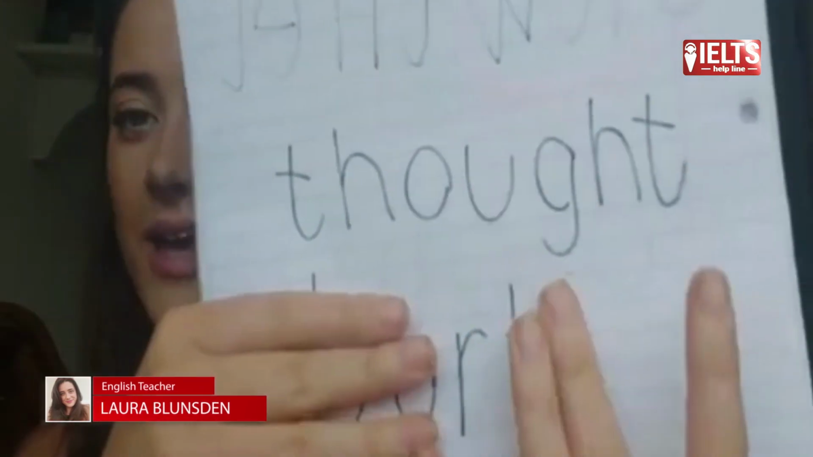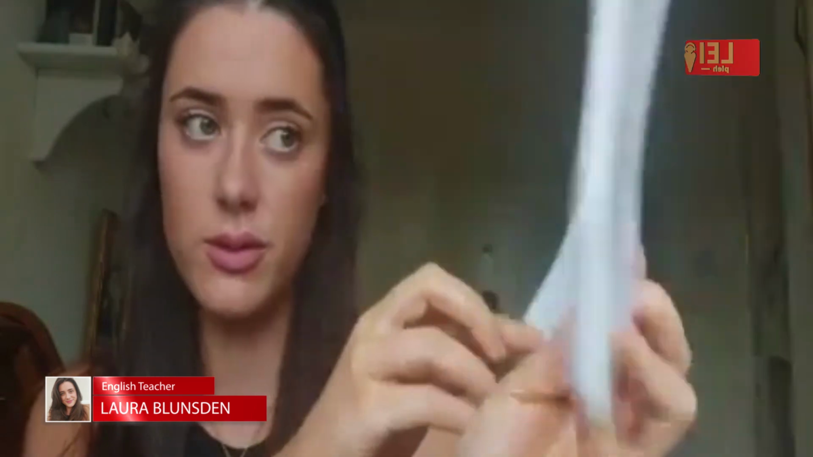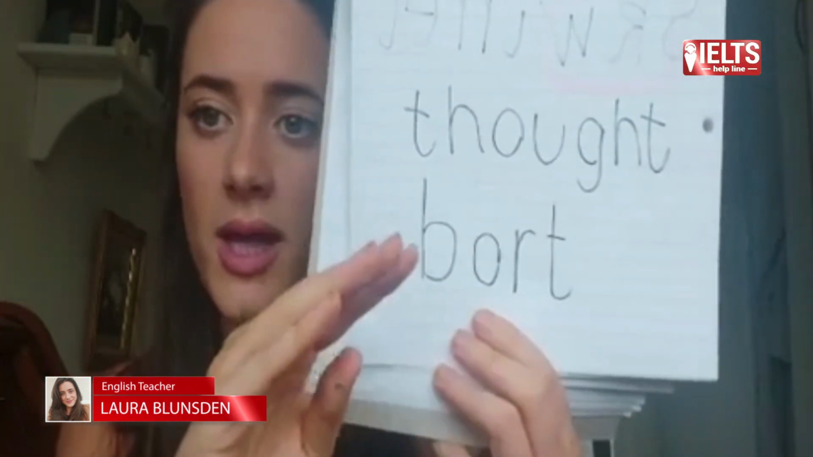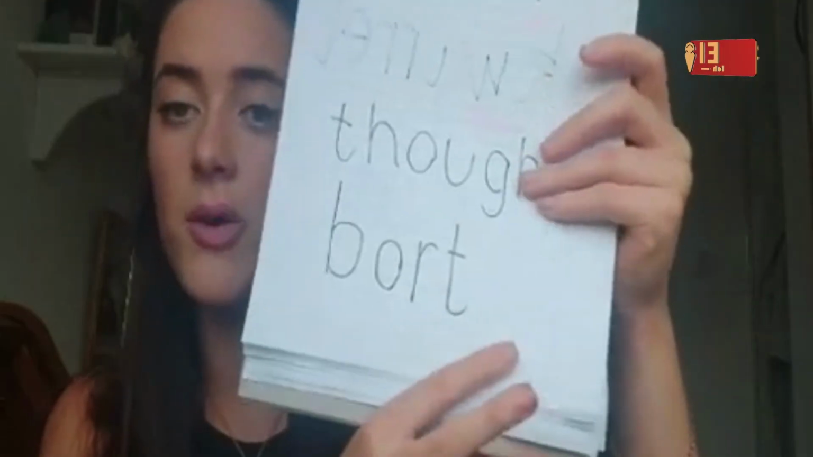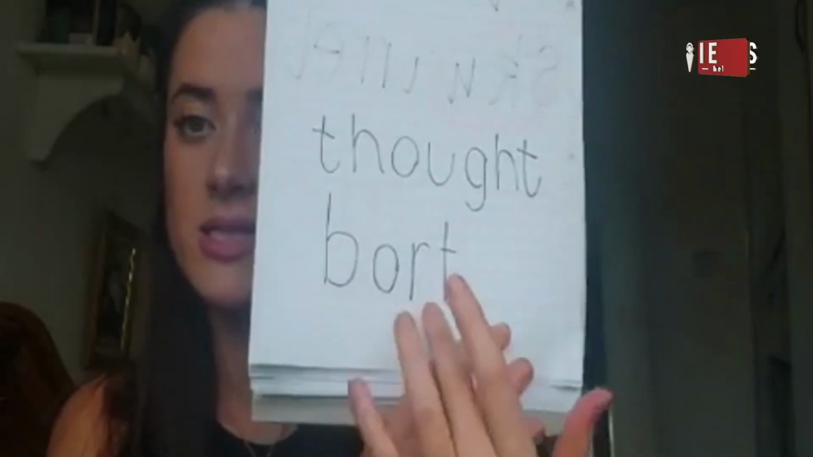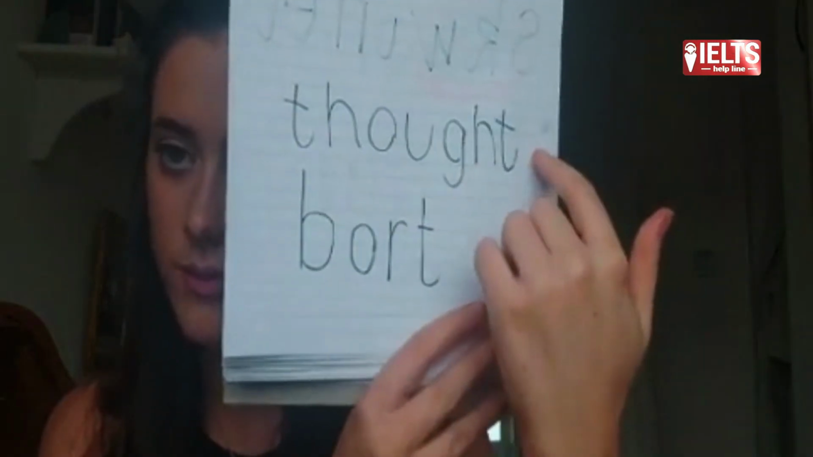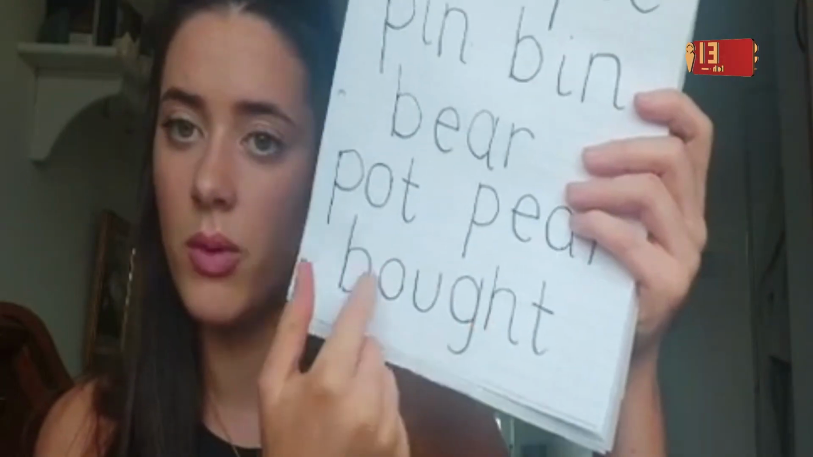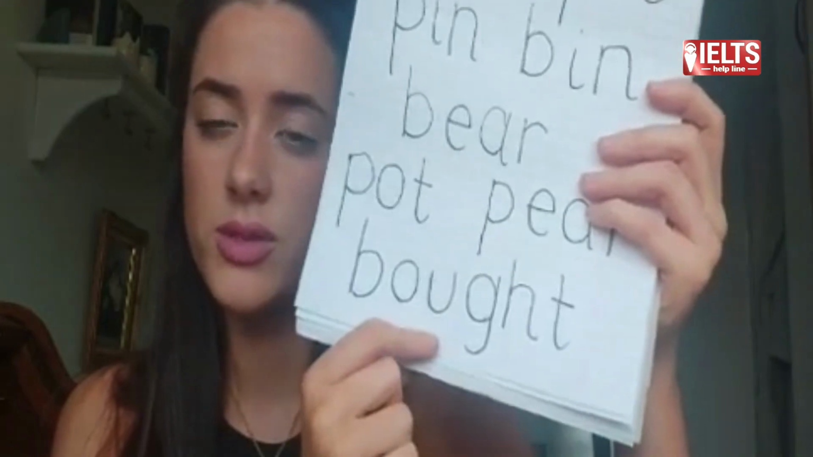So like thought, it should be bought. Thought and bought, as if it was spelt like this. It isn't spelt like that. It's spelt this way with the GHT. There's no R in it, but it's pronounced like it's spelt, bought, just like thought that we did earlier. Bought, not pot. Pot, bought.